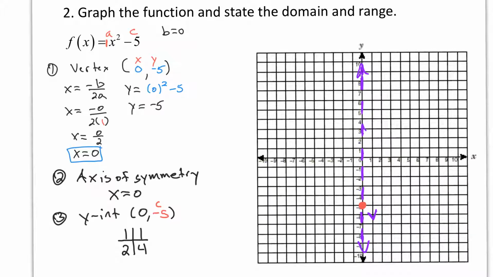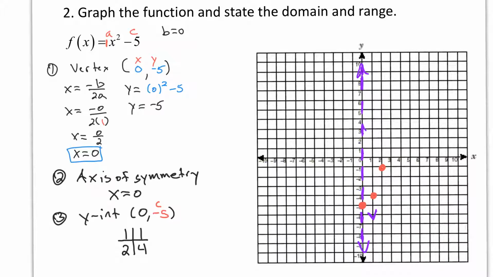You guys go to the vertex. So when I go from the vertex, 1 to the right, 1 up, I'm going to make a point right here. And then I go 2 to the right from the vertex and 4 up. So from the vertex, 1, 2, 1, 2, 3, 4. And I make a point right there.